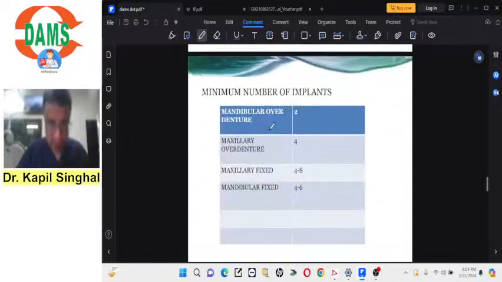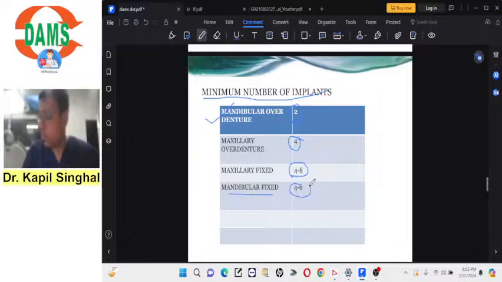Okay. Let's move to the next question. Now they ask you what are the minimum number of implants in different situations. Suppose overdenture है mandible में, you need minimum 2 implants. Suppose maxilla में overdenture है, you need 4 implants. Maxilla में fixed है, you need between 4 to 8 implants. Mandible में fixed है, minimum you require 4 and maximum 6. ठीक है. So 2 for mandibular overdenture, 4 for maxillary overdenture, maxillary fixed 4 to 8 and mandibular fixed 4 to 6.